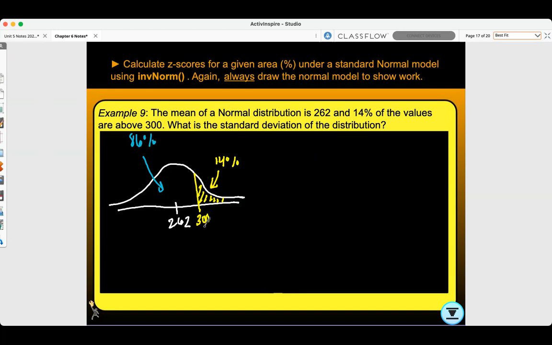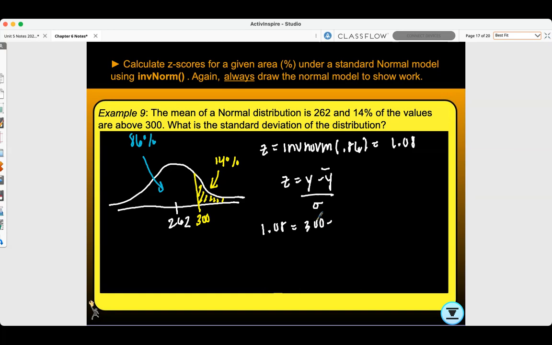So I need to find my z-score of 300. Z would be inverse norm of 0.86, which equals 1.08. And then using our formula for z is y minus y bar all over my standard deviation, to find my standard deviation I'd have 1.08 equals my y, which is 300, minus my mean, which is 262, all over sigma. I go ahead and solve for that, and I would get sigma equals 35.2. So my standard deviation is 35.2.